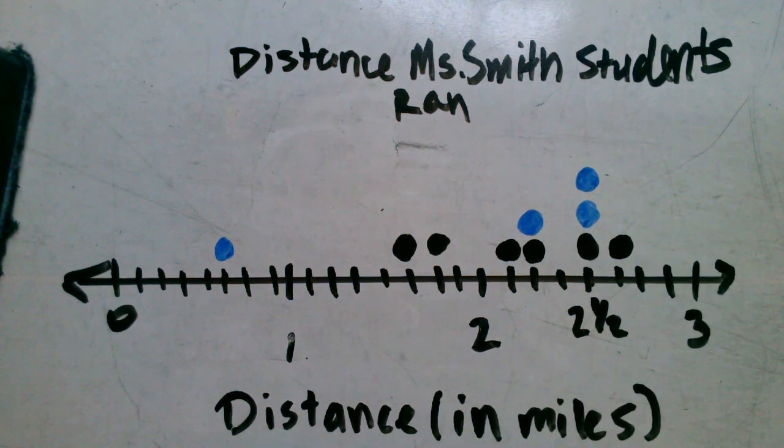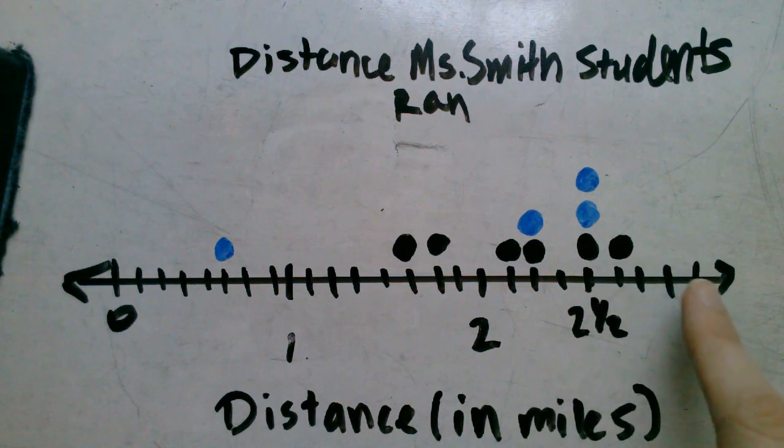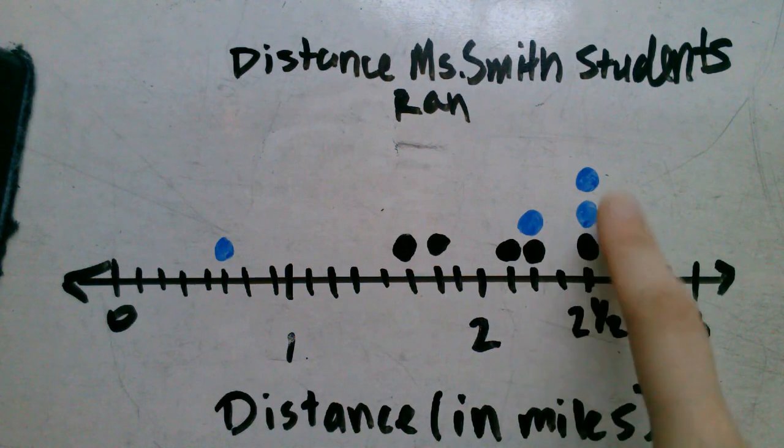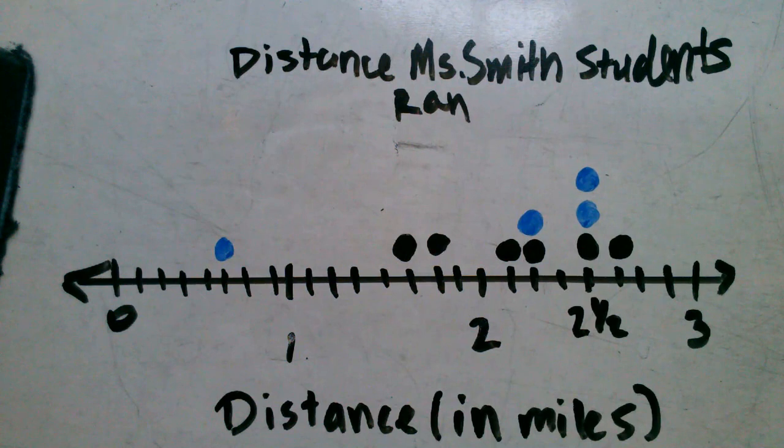If we were to look at all of this information on our graph here, we could make some different observations about these students. I can see that one of the students almost ran 3 whole miles. They were very close to doing that. And some students even ran the same distance. Those are the students that have multiple dots above the same number.